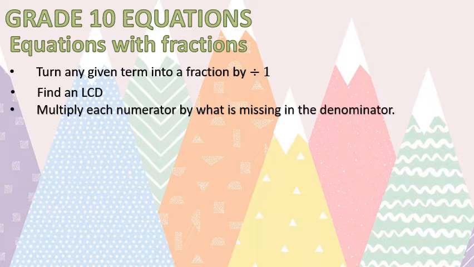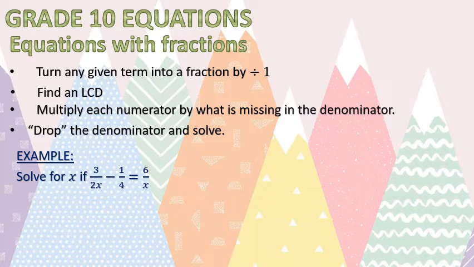And in order to get rid of a fraction, we multiply each numerator. Remember, numerator is the number at the top, while denominator is the number at the bottom of a fraction. So you multiply each numerator by what is missing in its denominator, and then you can drop the denominator and solve. I'll go through this process now.